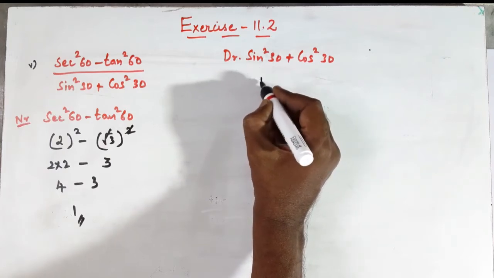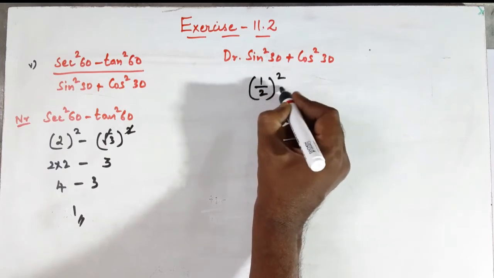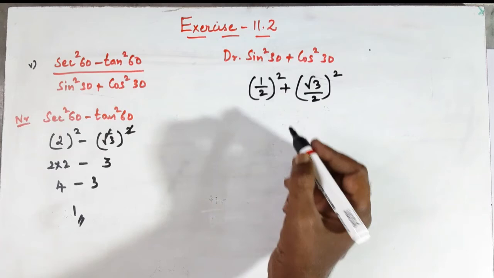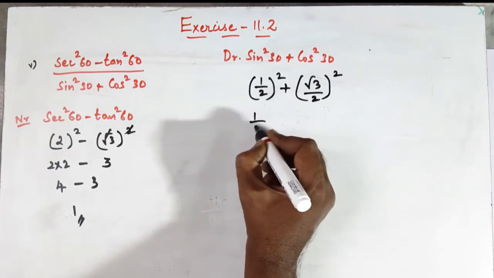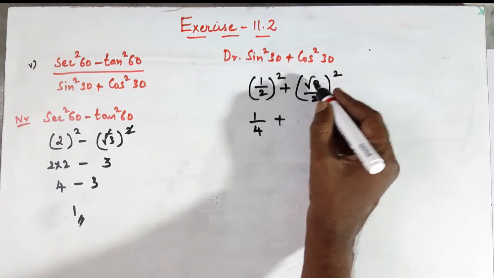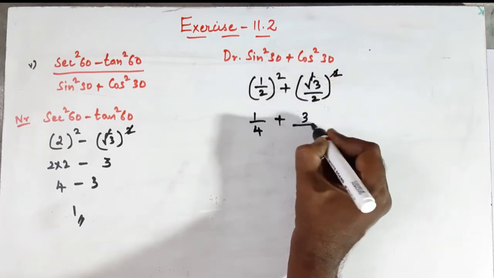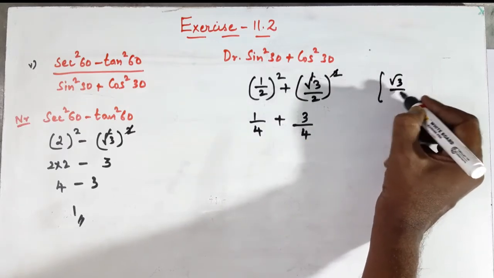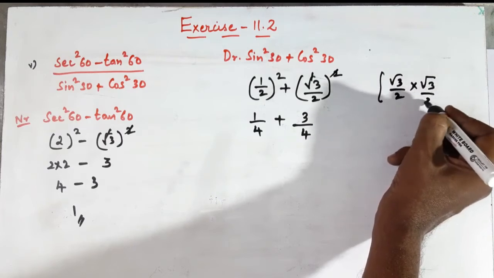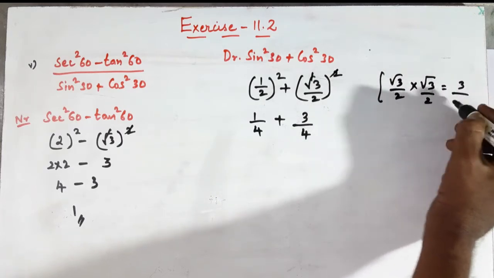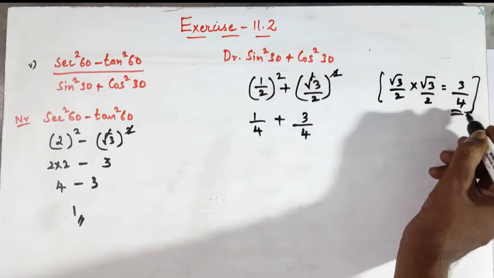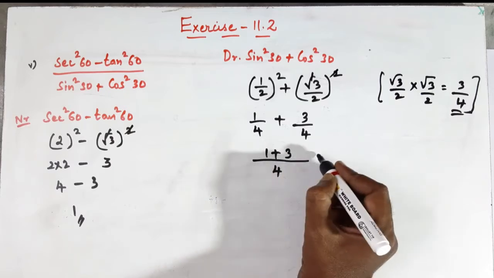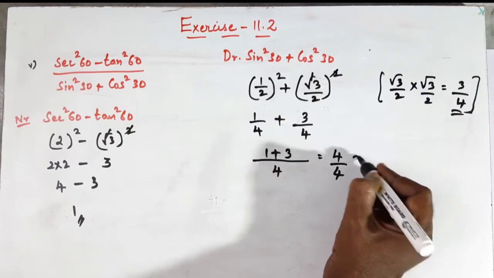Similarly, sin square 30. Sin 30 is 1 by 2, whole square. Cos 30 is root 3 by 2, whole square. Now 1 by 2 squared means 1 by 4, plus root 3 by 2 into root 3 by 2: root 3 into root 3 is 3, 2 twos are 4, so you get 3 by 4. The LCM is 4, so 1 plus 3 is 4 by 4, that gives you 1.